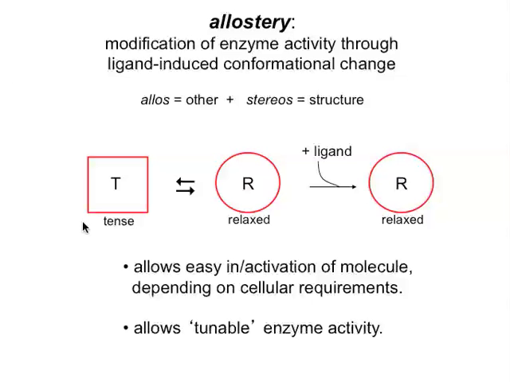Hemoglobin is not an enzyme. It does not change the structure of oxygen, at least not for any appreciable length of time. It just binds oxygen in one place and releases it somewhere else. So it's not really an enzyme. So modification of protein function then through ligand-induced conformational change. So there's that again, that idea of induced fit cropping its head again. Here's our definition: allos equals other, stereos structure. So we change our structure.